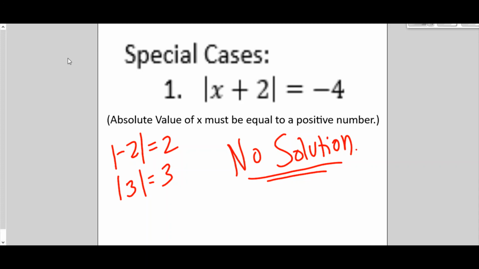Now that you've viewed this video on solving absolute value equations, you should be able to complete the assignment that's in MathXL. It's titled Absolute Value Solving and Evaluating, and that's in MathXL.